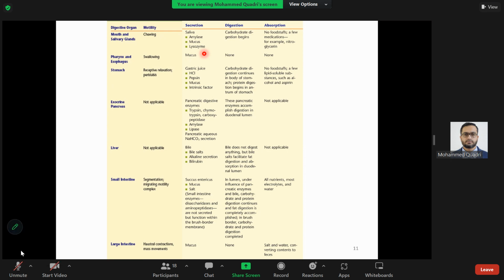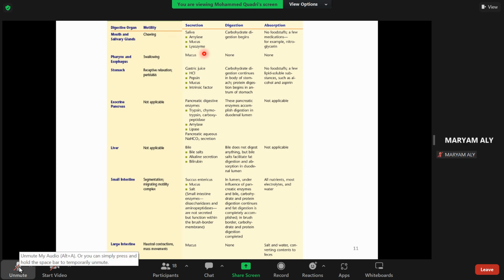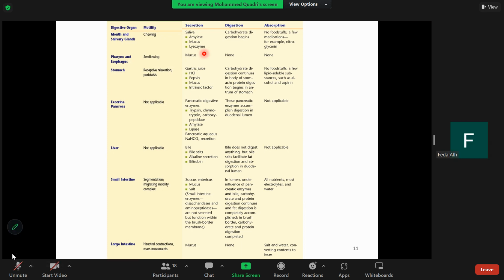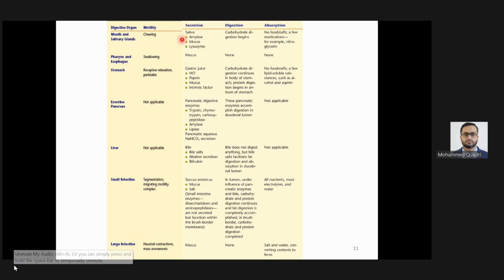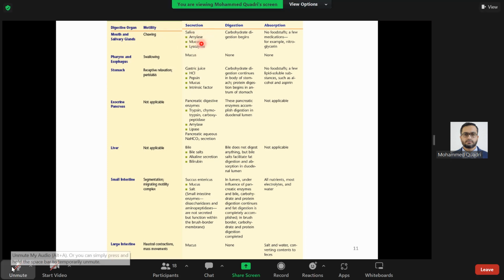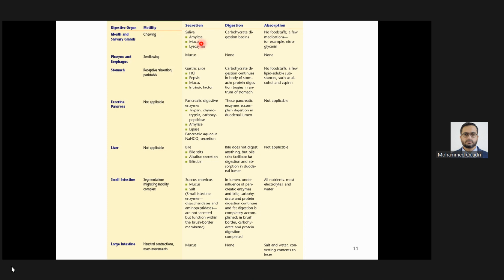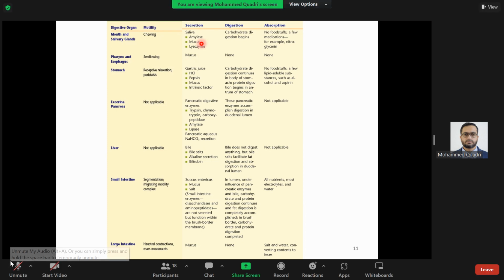How much saliva is secreted in 24 hours? 1.5 liters per day, per 24 hours. So now we have seen how much saliva and what the composition is. If you remember the composition easily, you can see what the function is. When you think of each component's function, the function of saliva automatically comes out. What was the first composition I talked about? Water.